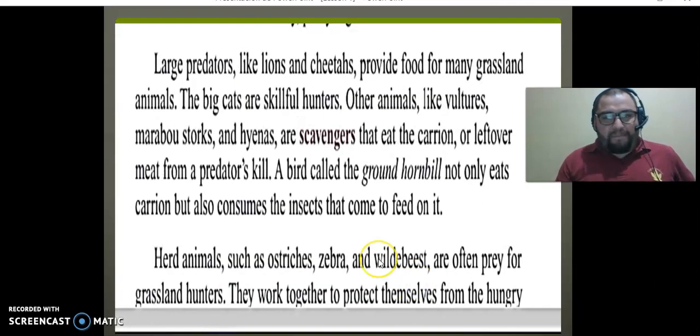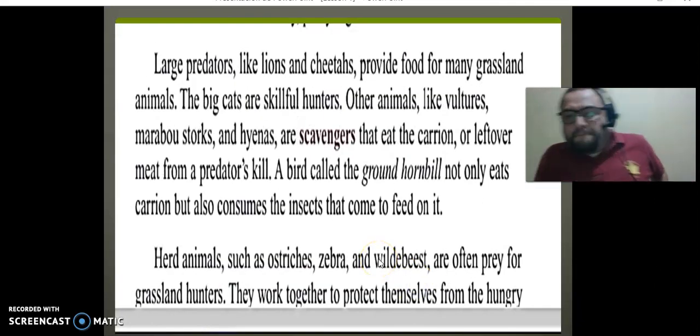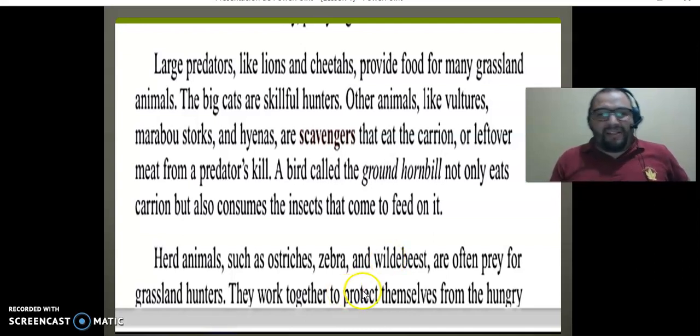Do you know what pesky means? When something is not good, right? Large predators like lions and cheetahs provide food for many grassland animals, right? The big cats are skillful hunters, while animals like vultures, marabous, storks, and hyenas are scavengers.